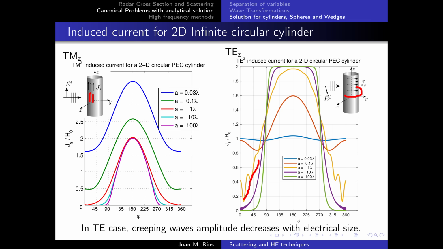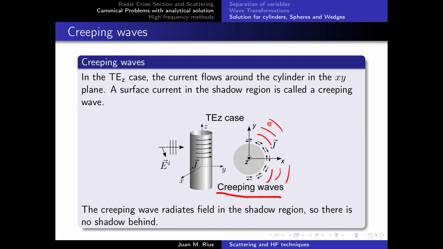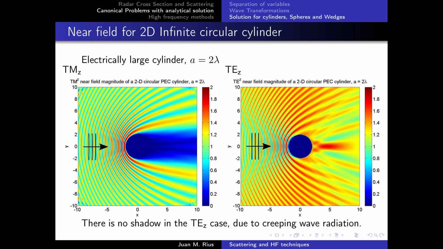It would be something like that. It would be not as large as 1 lambda, but quite large anyway. And we will have radiation of these creeping waves. Remember that the creeping waves radiate field in the shadow region, so there is no longer a shadow behind the cylinder. So there is no shadow due to the radiation. This is due to the radiation of the creeping waves that are here behind the cylinder. These creeping waves radiate in the shadow region, so there is no shadow.